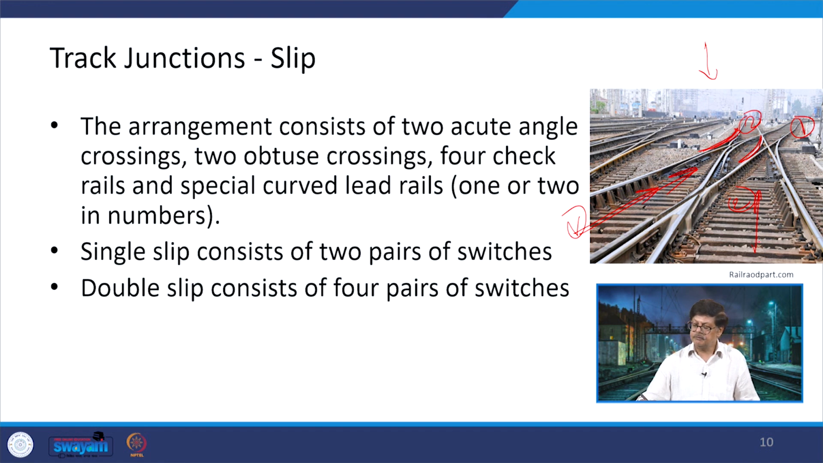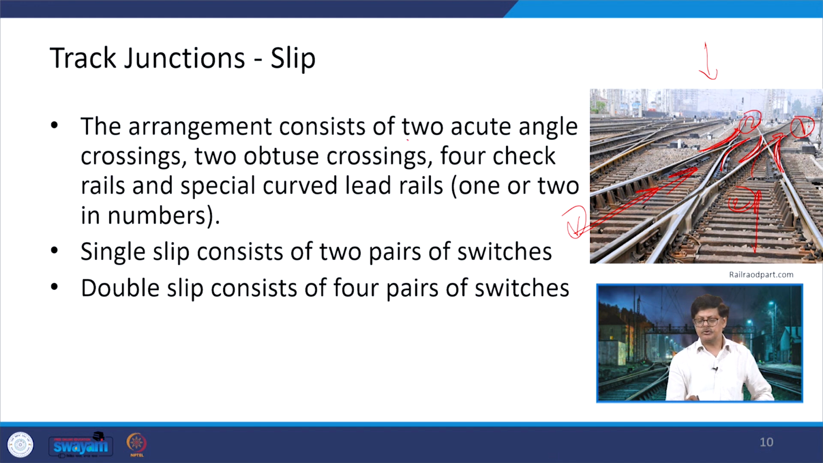Similarly, if the train is coming from this 2 and it wants to go to 1, again another slip is provided here. That means now there is a possibility to go from 2 to 1. So, in this particular photograph, it means it is a double slip condition. It may happen that it can be a single slip condition also.